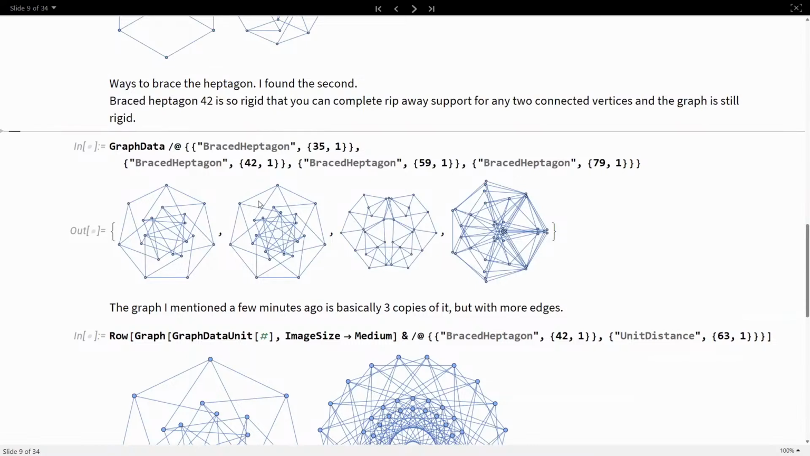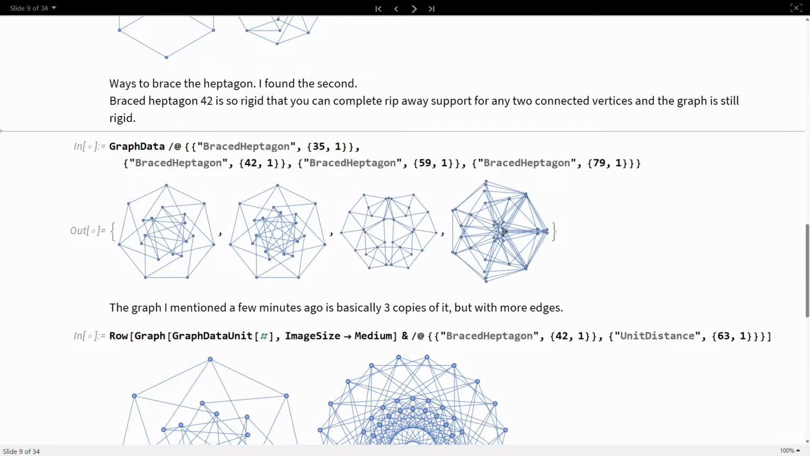In fact, it's so rigid that you can take any 2 connected vertices anywhere and rip away everything supporting them, and whatever is left is still a rigid object. So here in this version, I believe this edge and the 2 supporting vertices and everything else connecting to those vertices was removed, and it's still a rigid graph. So this basically sets a record for bracing the heptagon, and it's something I discovered accidentally.